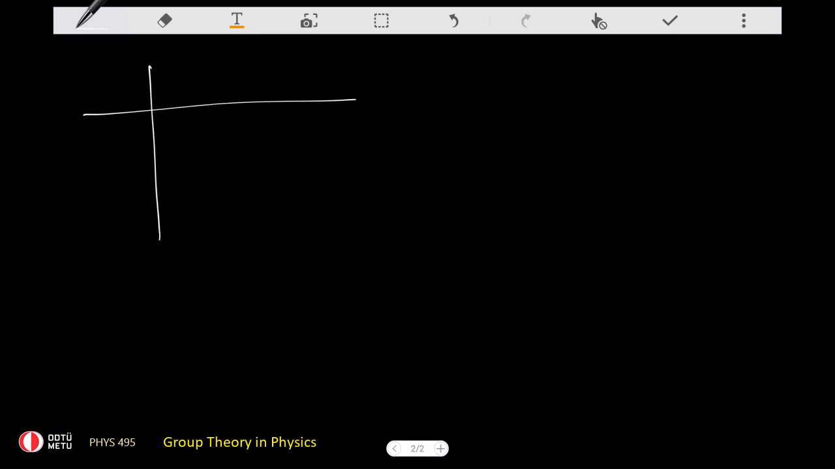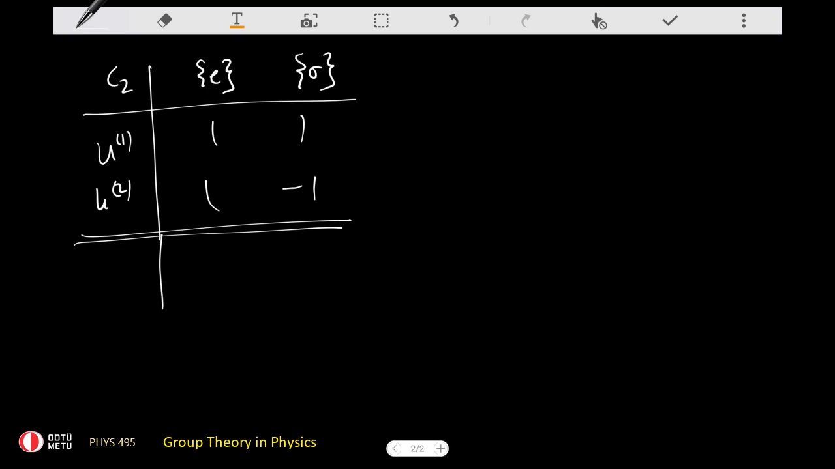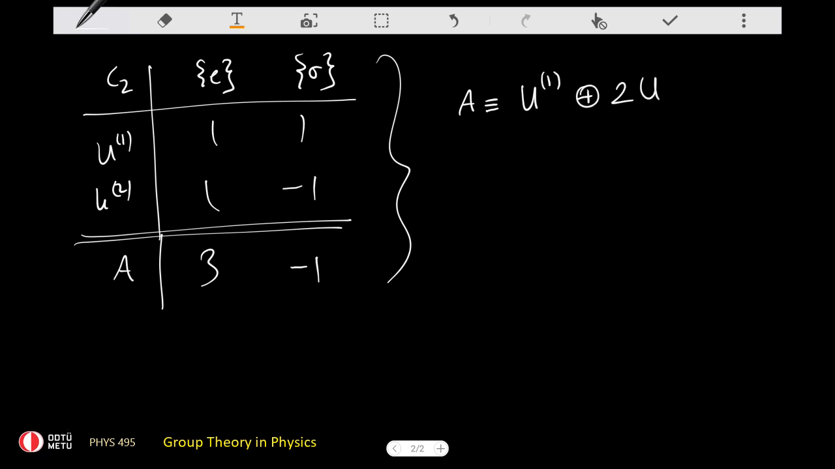Let's write down the group characters. These are the conjugacy classes. U1 and U2 are the two representations. U1 is the trivial representation. U2 is this other representation. A is a representation whose character for identity is 3 because it's a 3-dimensional representation. The character for sigma is minus 1. So from here you can see that A is actually a direct sum of U1 plus 2U2.